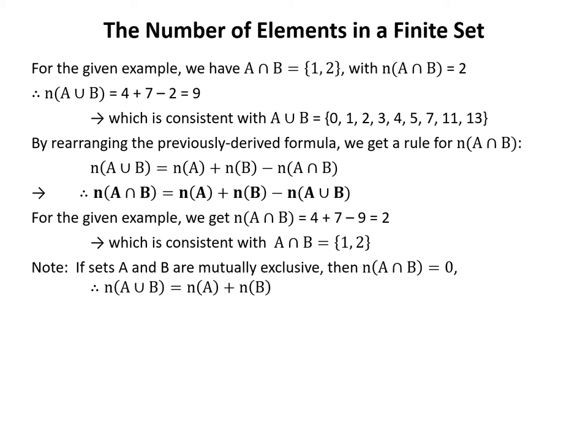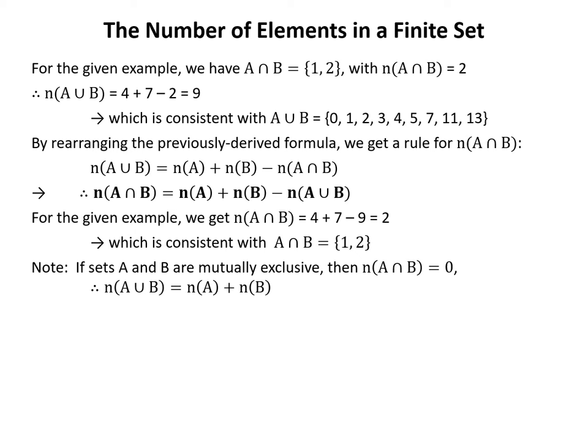And that's consistent with, because our sets here are quite small and easy to look at, we can easily see that if we construct the set A union B, we get the numbers 0, 1, 2, 3, 4, 5, 7, 11, and 13. And if we count how many numbers that is, we confirm that indeed that's 9.